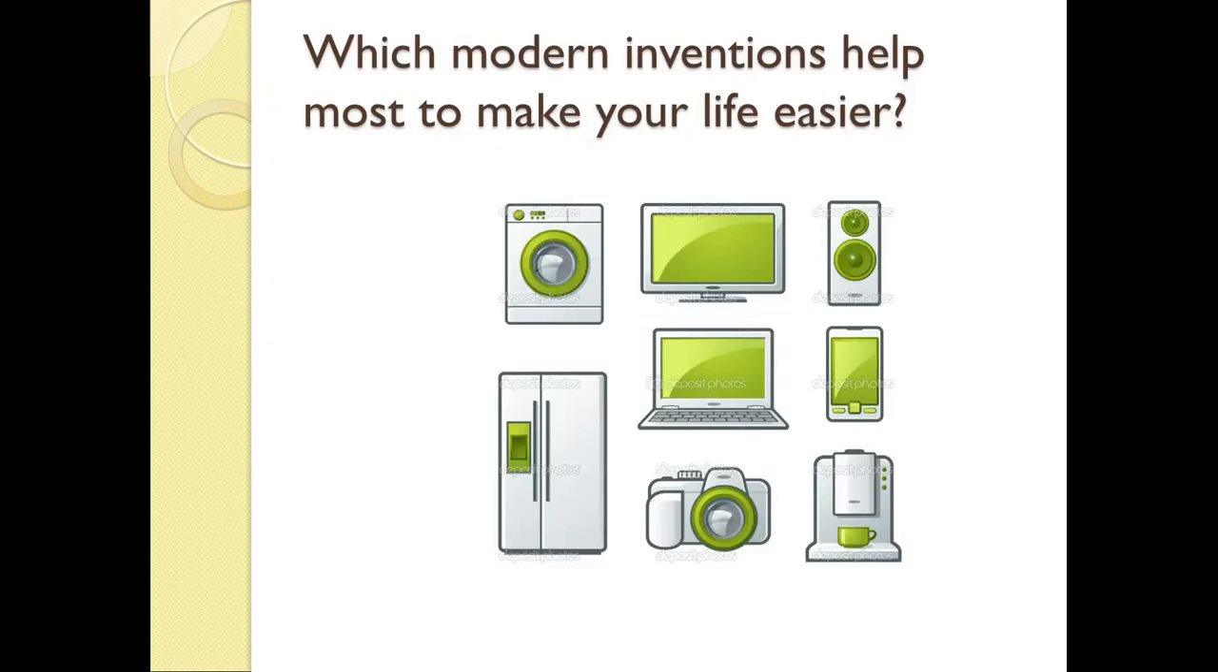Another question is, which modern inventions help most to make your life easier? This is something which is completely dependent on your opinion. It is completely up to you what you will talk about when analyzing these modern inventions. In connection with this question, there are plenty of examples which make our life easier.